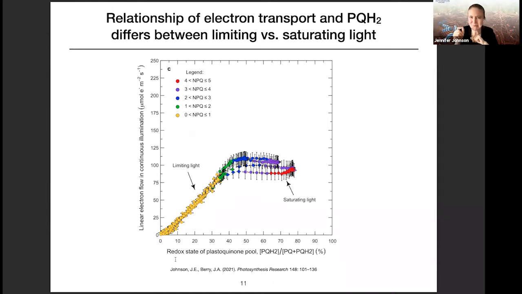What's kind of cool, though, is that in the steady state, the plastoquinone pool couples the acceptor side of photosystem 2 to the donor side of the cytochrome b6f complex. And what that means is that we can interpret these patterns in relationship to what is happening at the b6f complex.